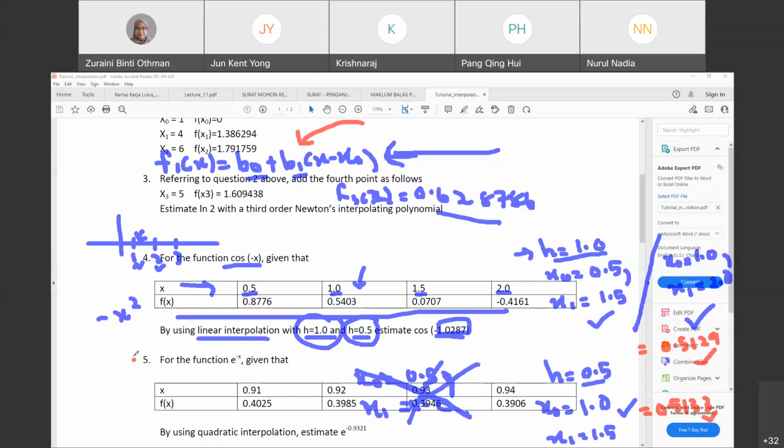Any question for question 4? Why when H equals 1, can X not use 0.5?